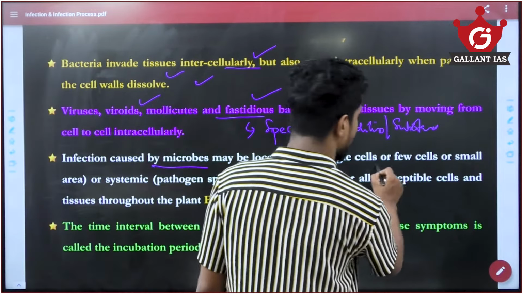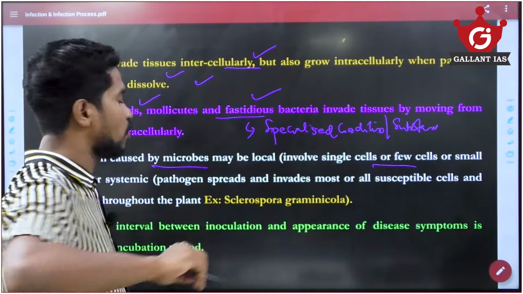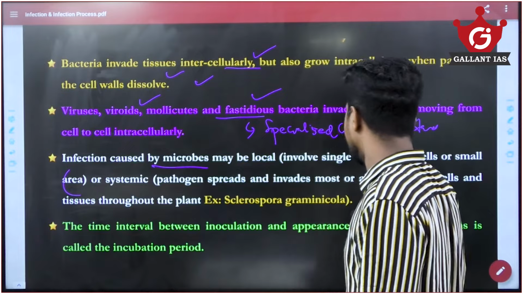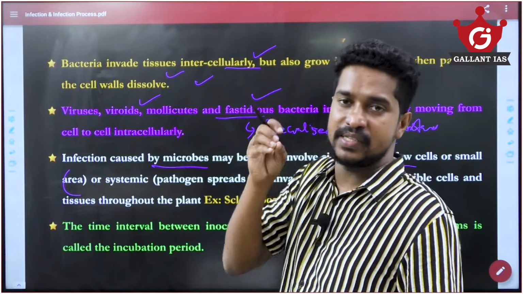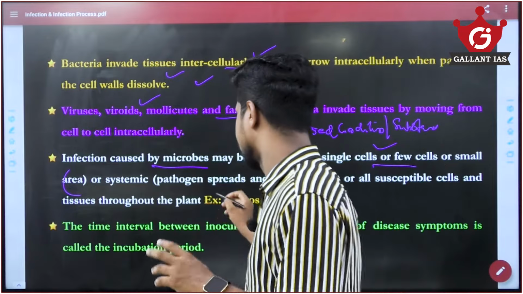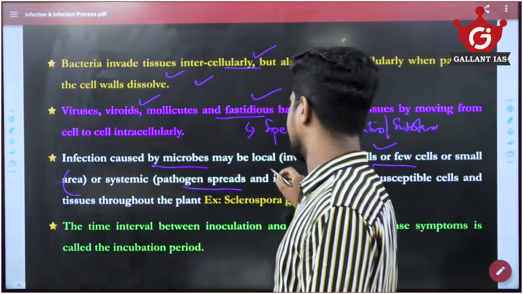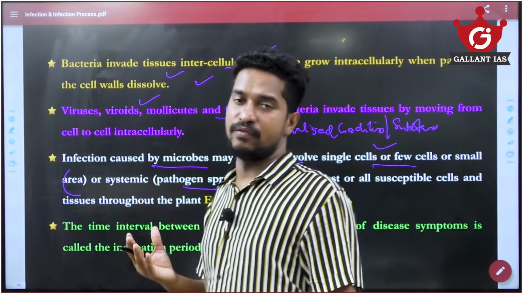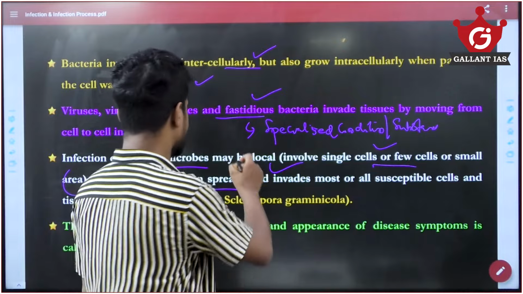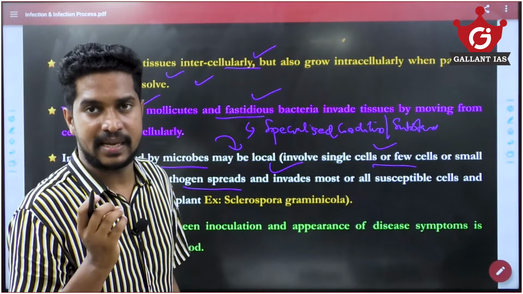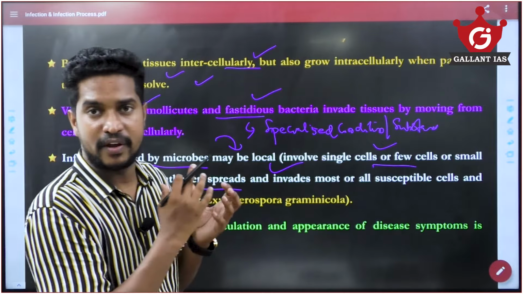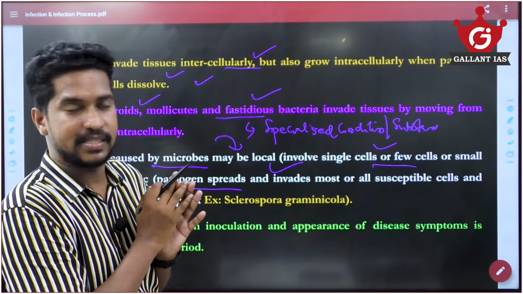Infection caused by microbes may be local, involving single cells, a few cells or a small area. That means the infection happens only to a single cell or only to a small region. Or it may be systemic, where the pathogen spreads inwards.